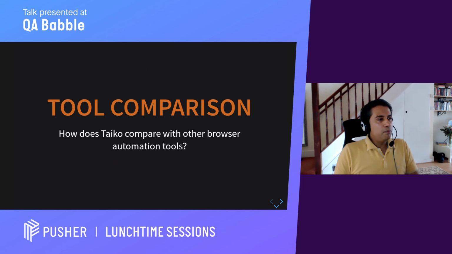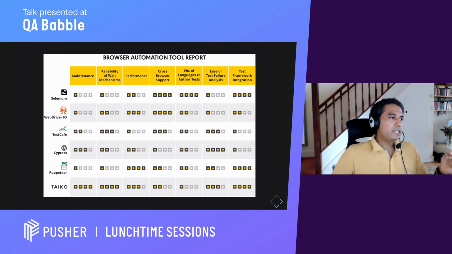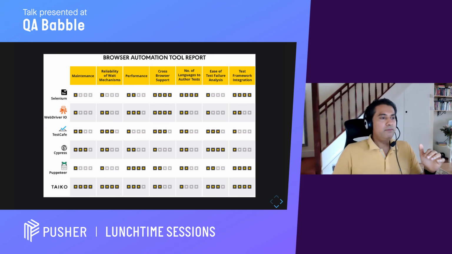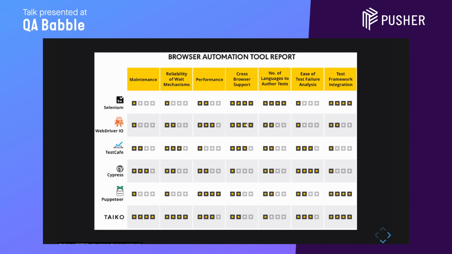Now coming to the tool comparison. How does Taiko compare with other browser automation tools? This comparison was done by Thoughtworks and published last year. They analyzed these tools in comparison: Selenium, WebDriver, TestCafe, Cypress, Puppeteer, and Taiko itself. On most things it scores quite high, but Puppeteer is also quite fast. As you can see, Selenium and WebDriver score high on cross-browser support and the number of languages, because Taiko only supports JavaScript, but the test integration framework score is also quite high. So that's quite good.